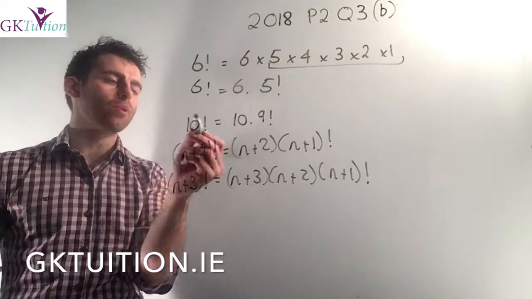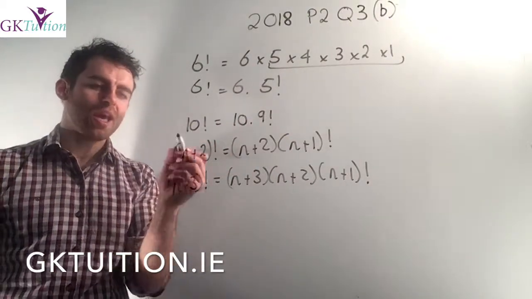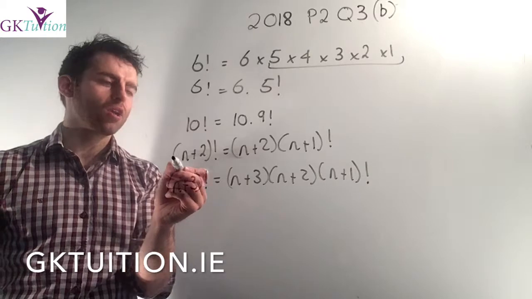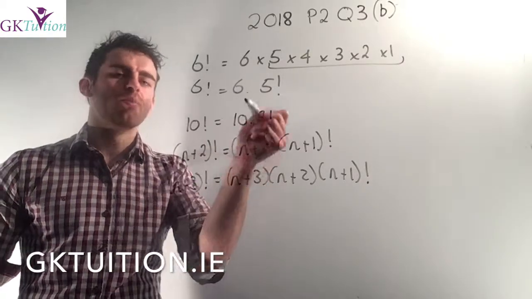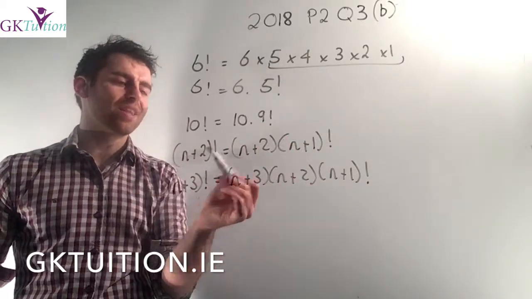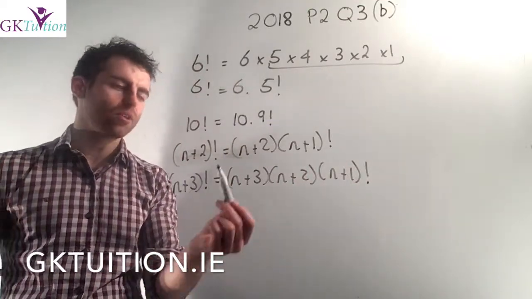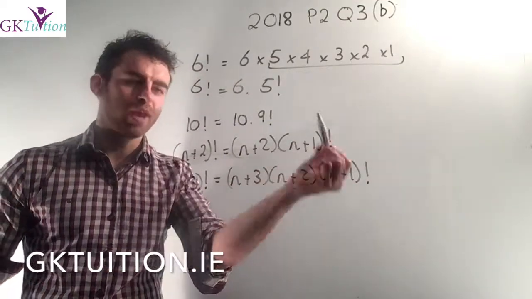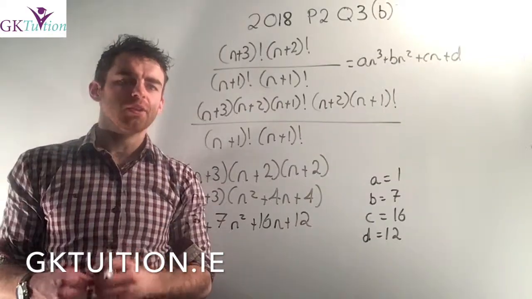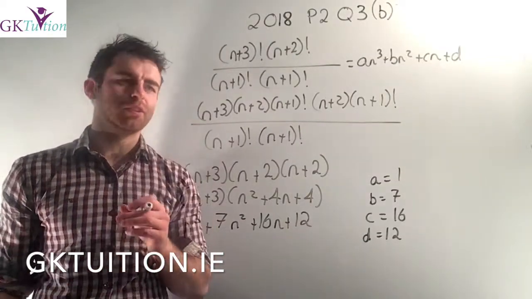10 factorial could be broken down to 10 by 9 factorial. (n+2) factorial could be broken down to (n+2) by one number less than it. 1 less than n+2 is n+1, factorial. (n+3) factorial becomes (n+3) by (n+2) by (n+1) factorial. Now using that rule, this question becomes relatively straightforward.